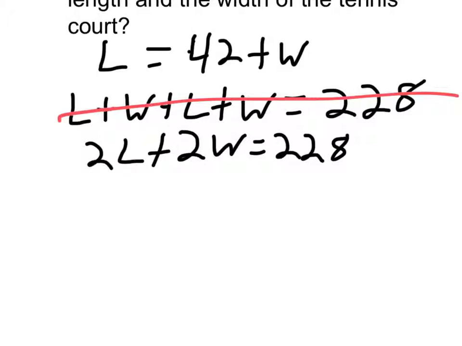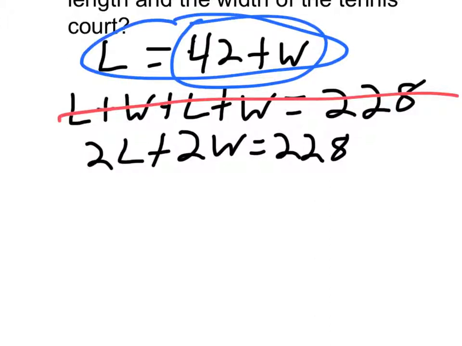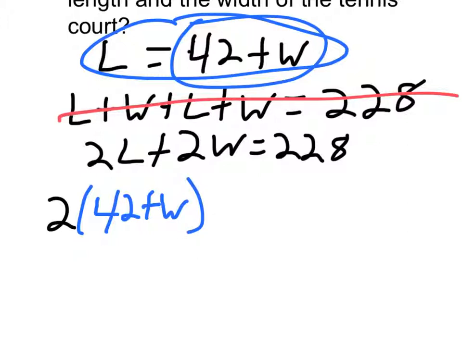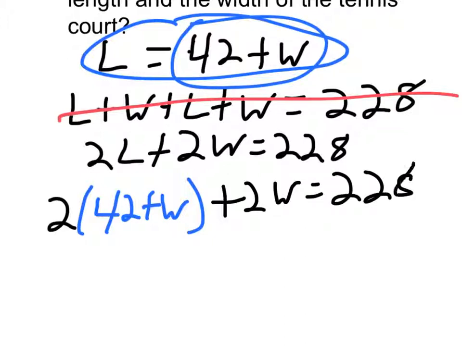And this one's set up for substitution. The length is 42 plus W. So where I see length here, I'm going to put in 42 plus W. So 2, and here's where I pause because I've hit a length. I'm going to put it in parentheses because everything of what the length is must be multiplied by 2 according to this formula right here. So that's why we have to make sure we use parentheses so that 2 can multiply to everything inside the length. And just copying everything else down exactly how it is.